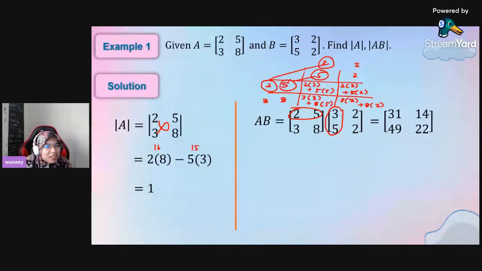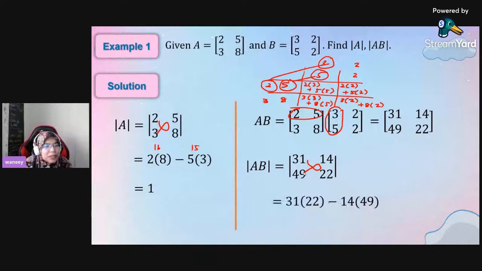Now let us calculate the determinant for AB. Again, this is a 2 by 2 matrix, so I'm going to do A multiplied with D minus B multiplied with C, so AD minus BC. 31 multiplied with 22 minus 14 multiplied with 49 will give us the answer -4.